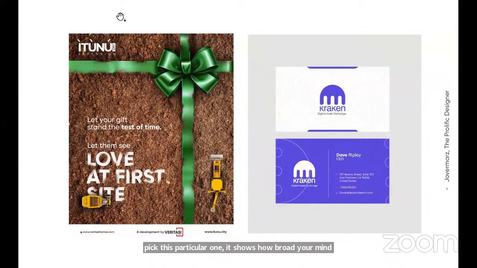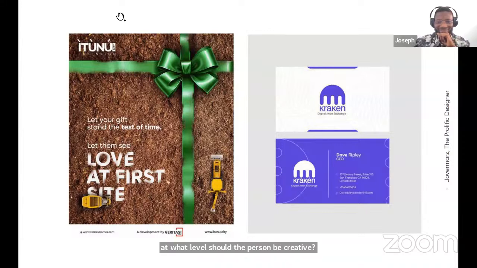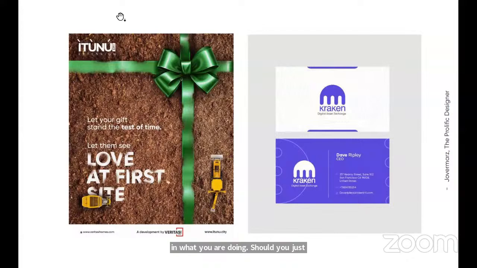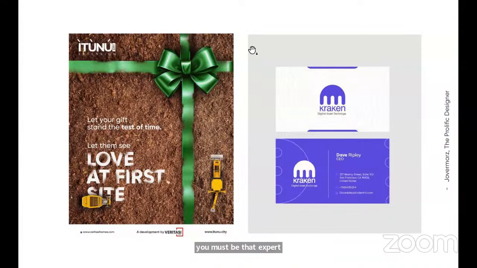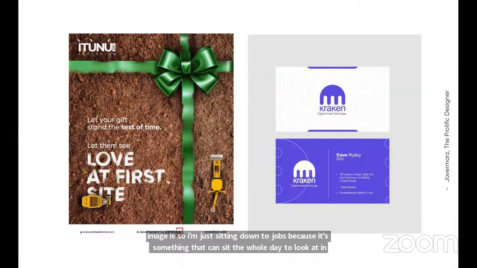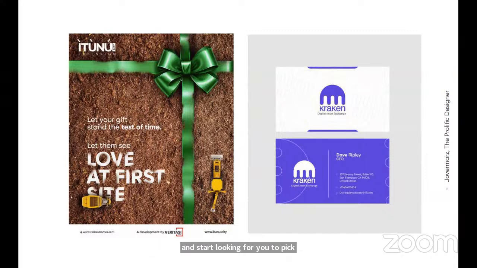So my question is, for a graphic designer, at what level should the person be creative in what you are doing? Should you just be somebody that can see something and just use it, or do you have a standard, or must you be an expert in creativity? Because this image is something I can sit the whole day looking at, seeing how you picked the ribbon and blended it with the soil and the cat and caterpillar. It's mind blowing.